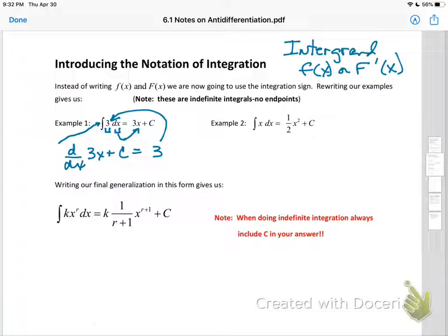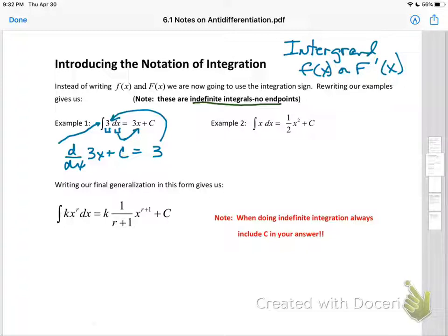Here is our example 2. Your integrand is x. The function is going to be in terms of x. That's what the dx tells me. And the integral symbol is in front. These are called indefinite integrals because there are no numbers over here and over here. Okay, we won't really get to that today, but know that there are no endpoints. Okay, so what are we doing? Let's figure out what they're asking us to do. They're saying that this x was the f of x, or capital F prime of x.